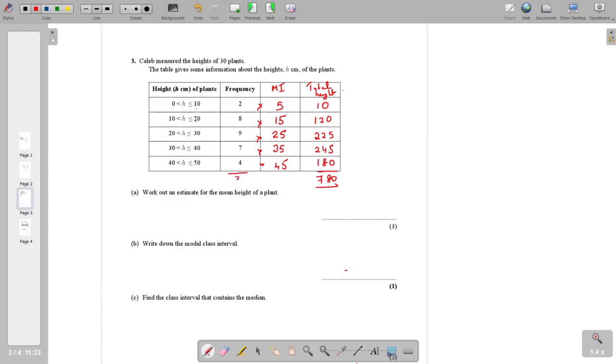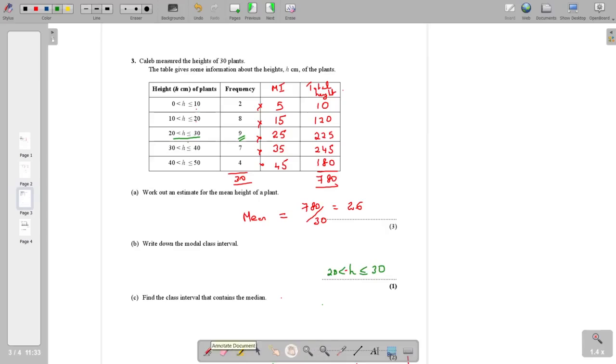Here the total is 30 plants. So to find the mean, divide the total by the total frequency. So it comes to 26. The mean is 26. Model class, the most occurring is here. That's the most occurring because 9 plants have height between these two. Therefore, the model class is greater than 20, less than or equal to 30.